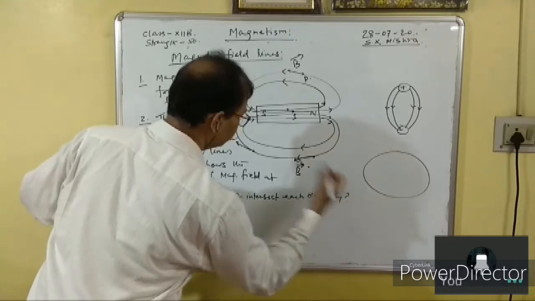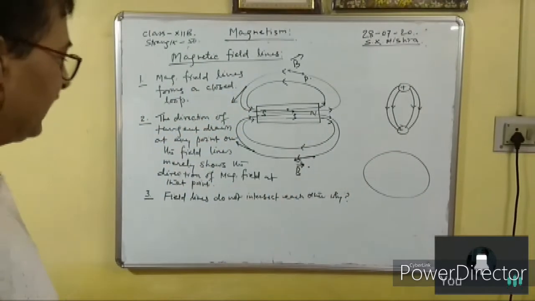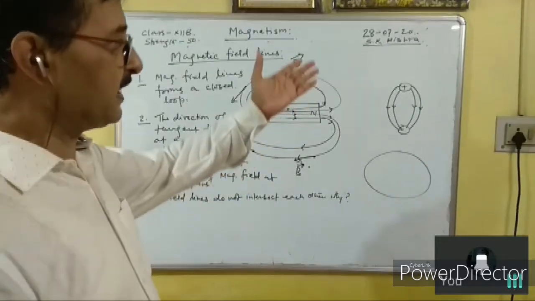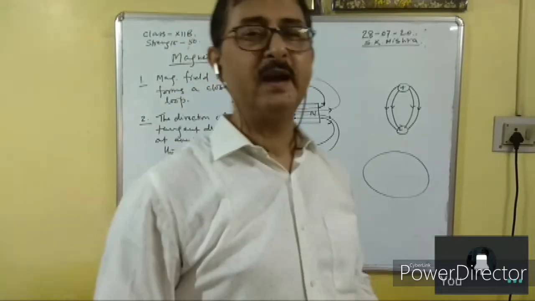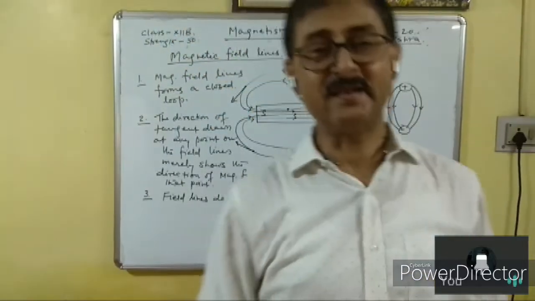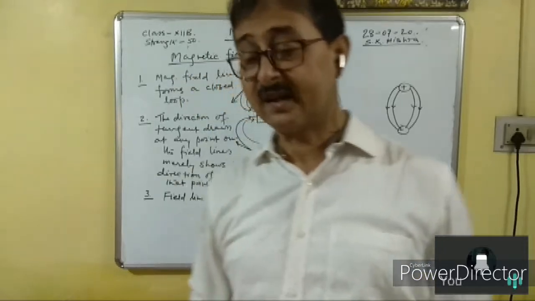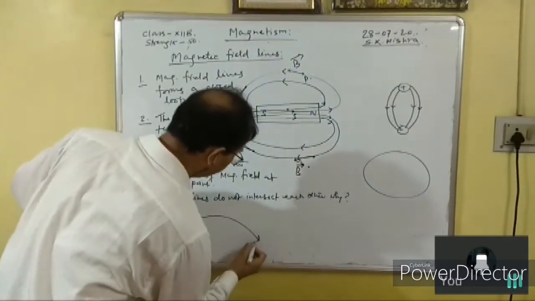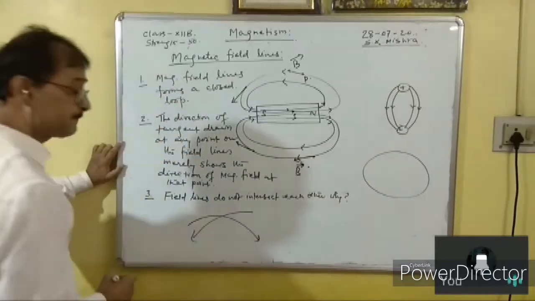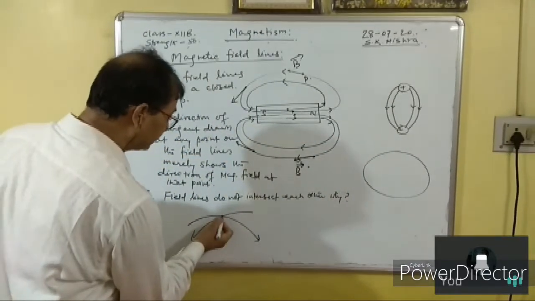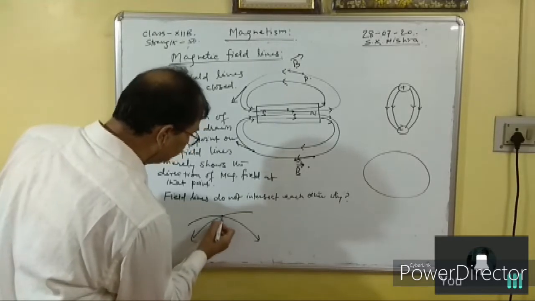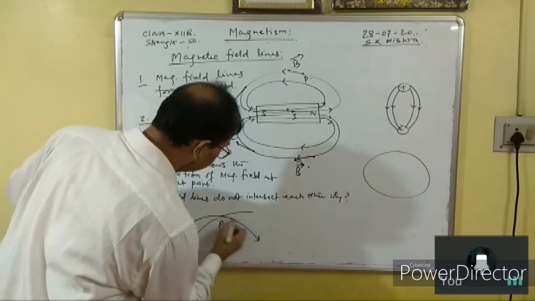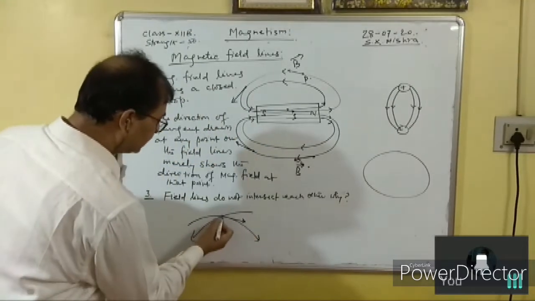And the next one is number 3. Magnetic field lines never intersect each other. They do not intersect each other. Field lines means magnetic field lines. We are talking about magnetic field lines. Field lines do not intersect each other. Sometimes this question comes for 2 marks in the CBSE board.